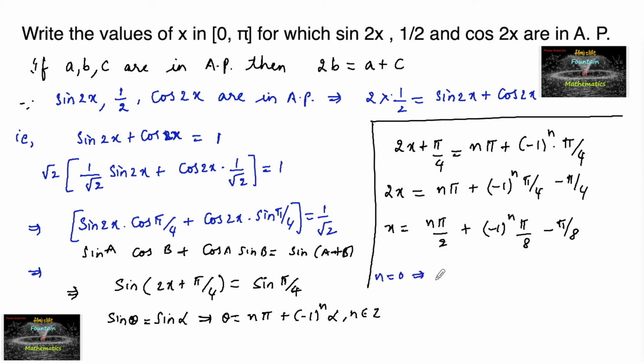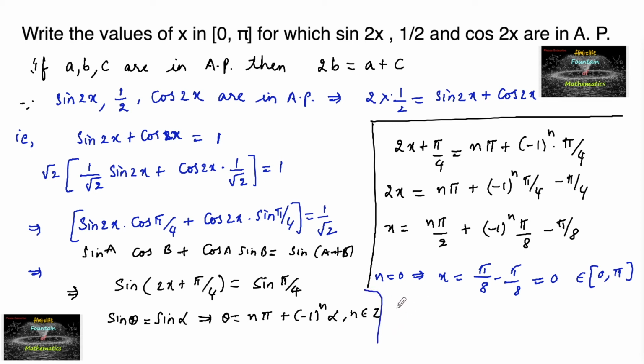For n is equal to 0, we'll have x is equal to 0 plus (-1)^0 into pi by 8, minus pi by 8, which is equal to 0. So 0 belongs to 0 to pi. So we can consider this as one solution.